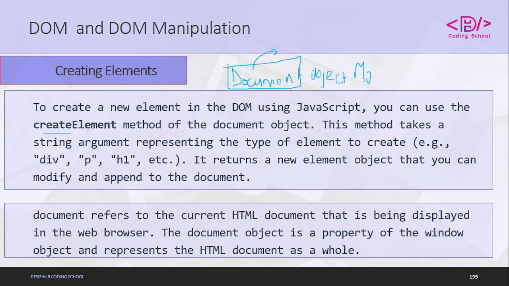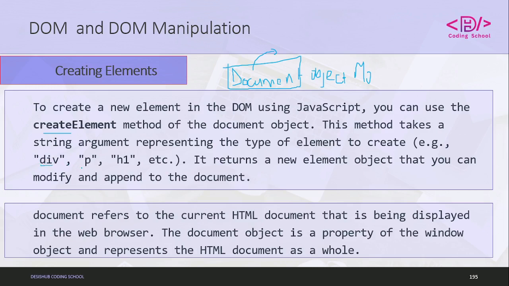This method takes a string argument representing the type of element to create. If you remember very well, we have talked about functions, that's why it makes sense now. So this createElement is a function, or a method, and it takes in a string. And we also know strings at this point. So it takes in a string such as div. If you want to create a div, you pass in a string saying div.